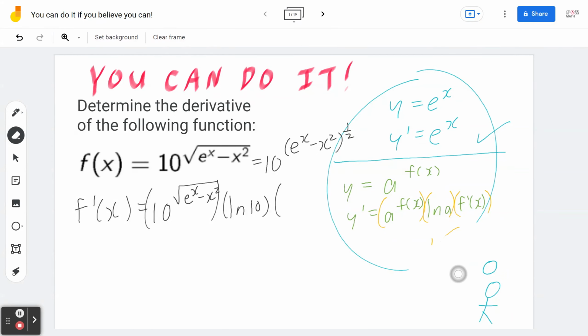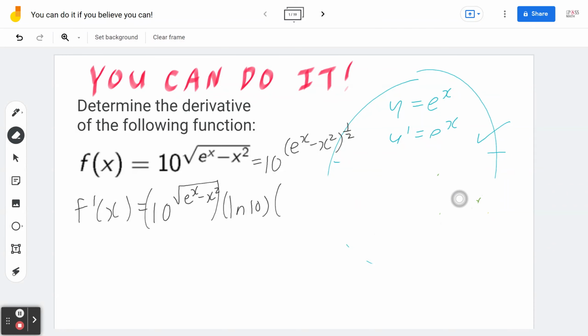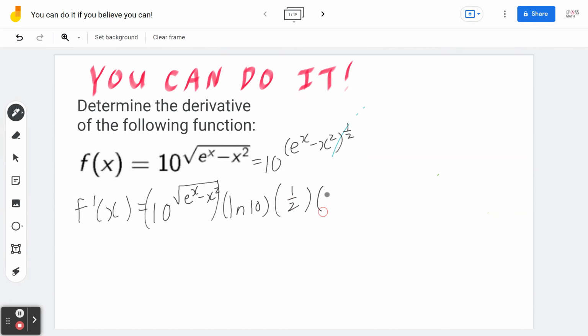So let me erase some of this now that you have the refresher in your mind, you're all warmed up. You also have to apply the chain rule, and it goes like this. You bring the half to the front. You multiply by e to the power of x minus x squared to the power of half minus 1, which is going to be negative half. And you multiply by the derivative of e to the x, which is e to the x, minus the derivative of x squared, which is 2x.